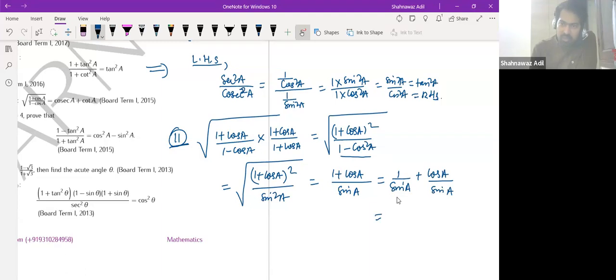which means that 1 by sine A is how much? What is the reciprocal of sine? Cosec A. Cosec A is the reciprocal. And cos theta by sine theta is cot theta, which is the RHS. So you guys please note down, and then I'll come back to what we do.